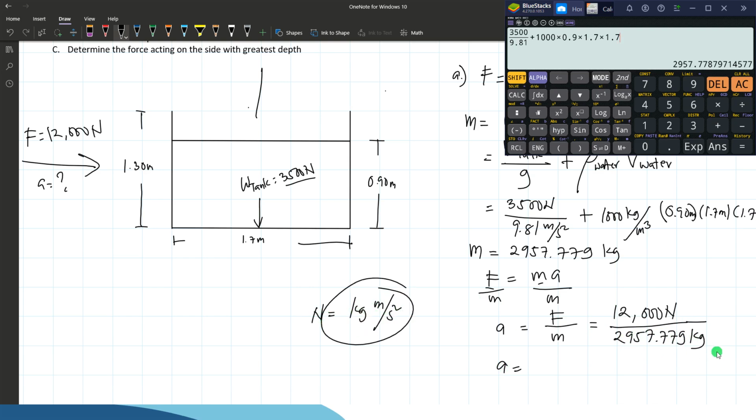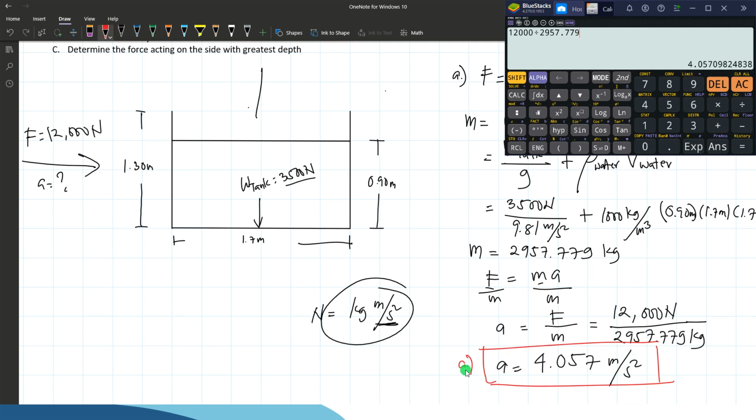As we recall, a newton is kilogram meter per second squared. So kilogram will be cancelled out. What remains is meter per second squared, which is a unit of acceleration. So we divide the two: 12,000 divided by 2957.779. We have 4.057 meter per second squared acceleration. That's the answer for letter A.